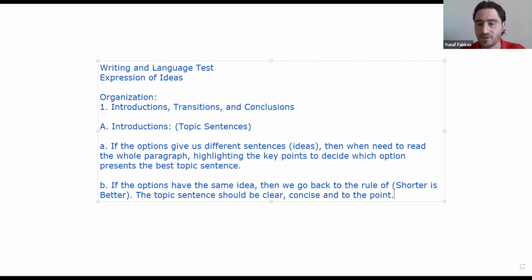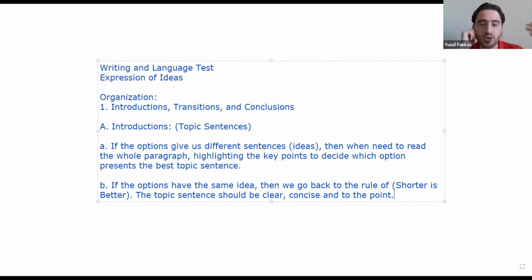First of all, we're going to look at the options. Do the options give us different ideas? If that is the case, then I need to go back to the paragraph, read the whole thing quickly, highlighting the key points as we did last time. And then after I summarize the discussion of the paragraph by highlighting those key points, I can choose the best sentence that covers the main discussion in the paragraph. If the options give us the same idea but in different ways, then we already know the idea of shorter is better. You know, we talked about redundancy, wordiness, and we talked about passive versus active.